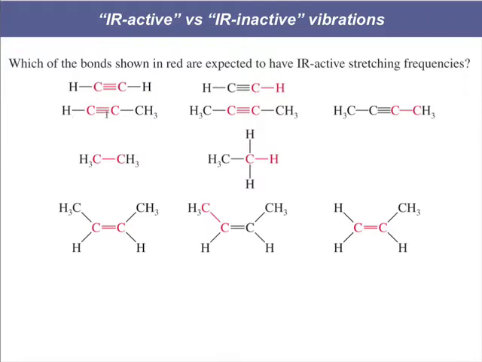Here's a C triple bond C. It's a symmetrical bond, but we've got a group CH3 on one side and an H on the other side that are not equal. As this bond stretches and compresses, it will do so asymmetrically. So that will be active. Here we've got an inactive bond because, again, it's symmetrical on both sides. Here we've got an active bond because it's asymmetrical, a triple bond on one side and a CH3 on the other. Ethane's carbon-carbon bond would be inactive because it's symmetrical. Methane's CH bonds would be active because they're asymmetrical, the carbon on one side with the methyl versus the hydrogen.